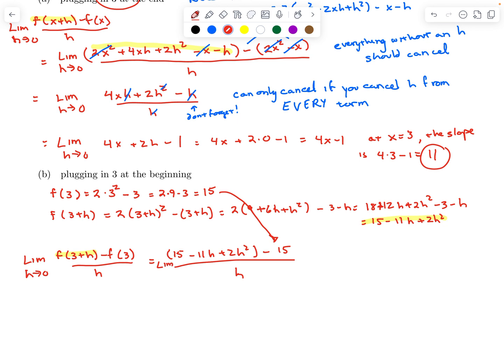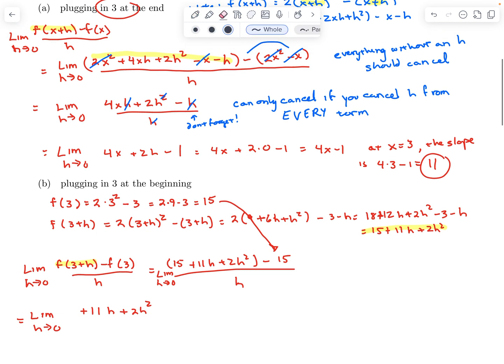And I forgot to write the word limit. Oops. Oh, why did I write a minus 11? It doesn't matter. I'm going to get rid of that plus sign. Cancel an h. Plug back in. Oh, look, it's 11. What a surprise.